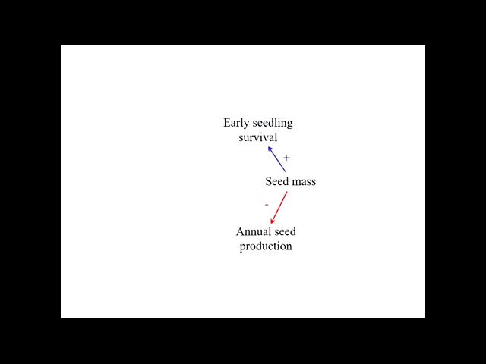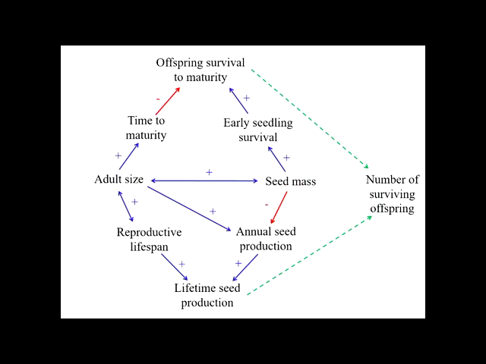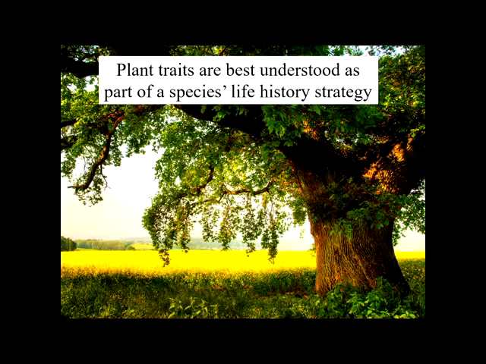So what happened here really is we were looking at this trade-off here. But you know that thing about the elephant and the people with blindfolds on all thinking they've got different bits? We looked at just a little part of the picture. What's really going on is this. So to simplify that, plant traits are best understood as part of a species life history strategy.